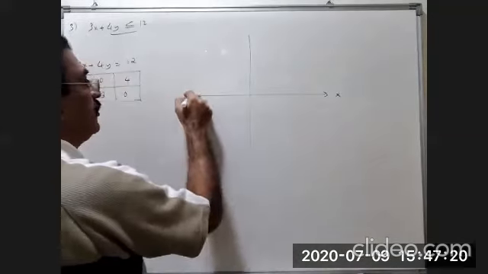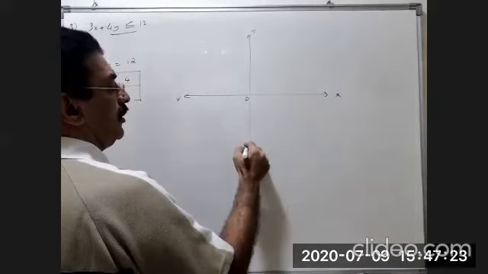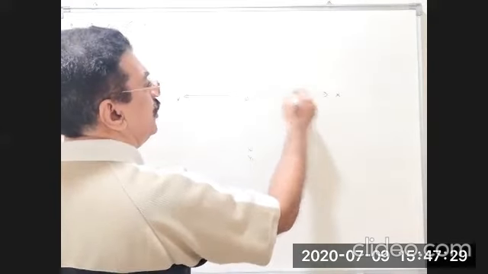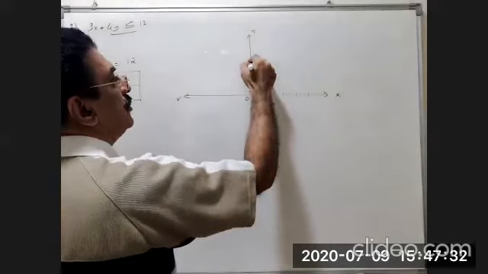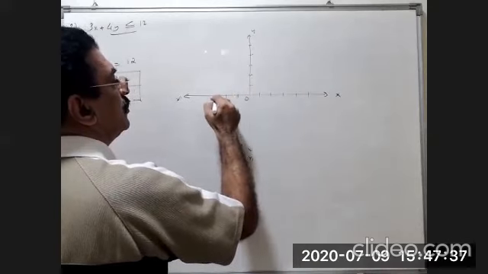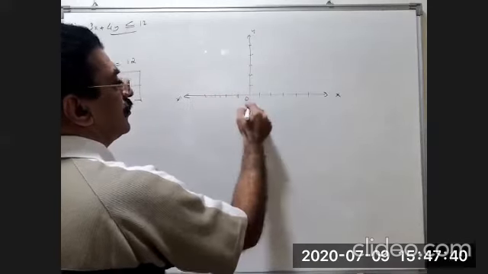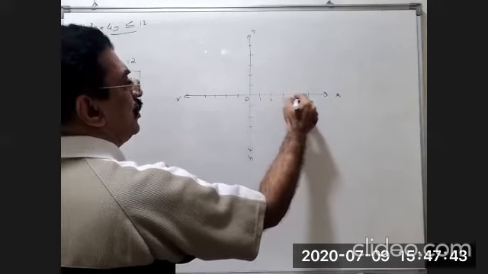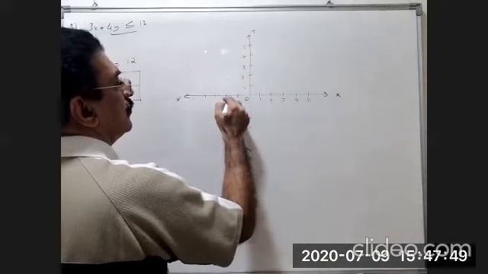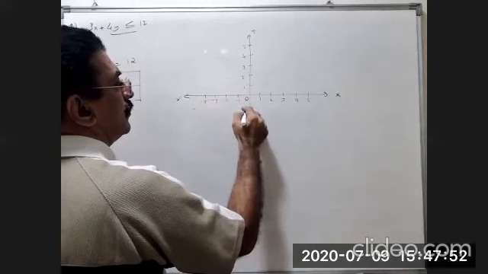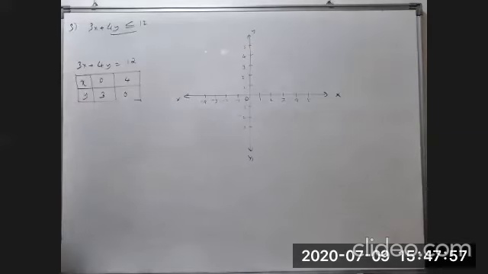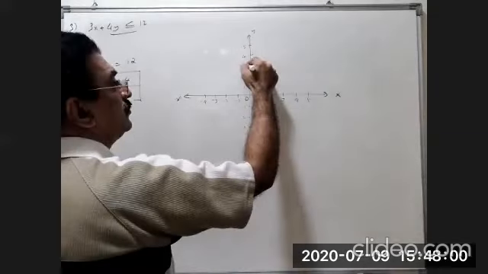So here, x axis, y axis, 1, 2, 3, 4, 5. Minus 1, minus 2. Zero, 3 is here. 4, 0 is here.